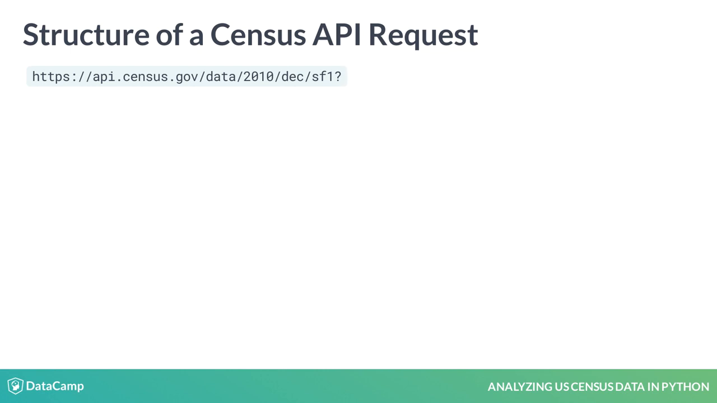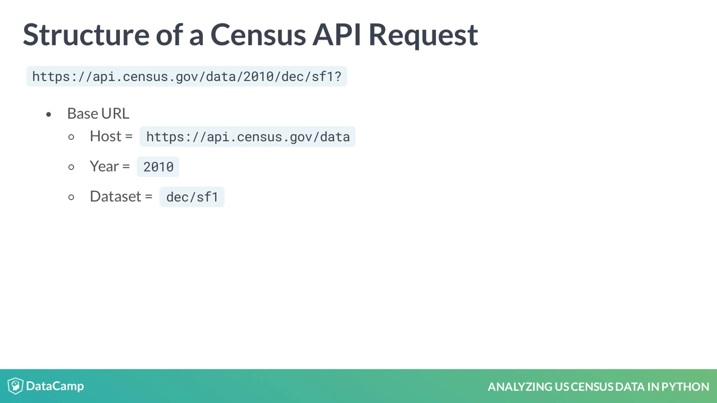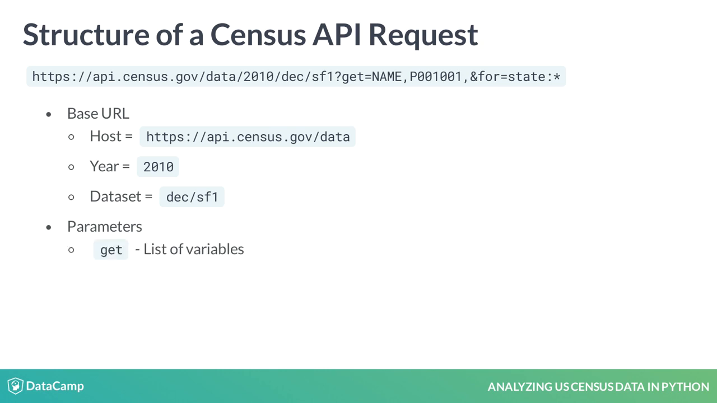The part up to the question mark is referred to as the base URL and specifies the host, year, and dataset. The part after the question mark is referred to as the query string. This is where we specify parameters such as the variables being requested and the desired geography.